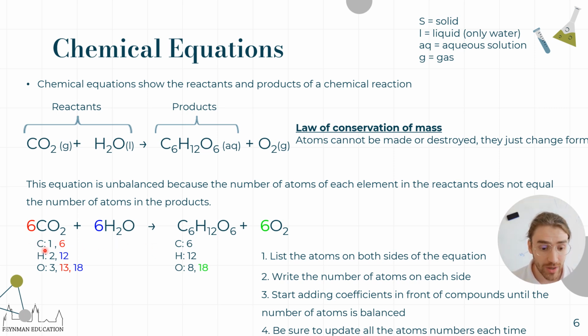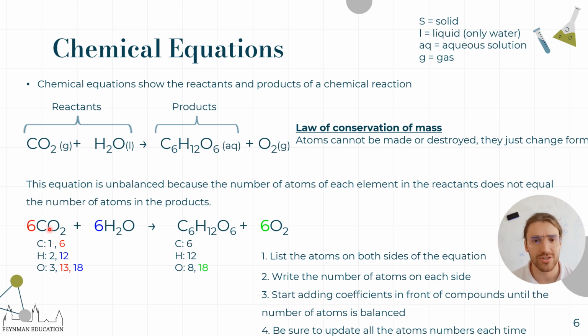So initially we have 1 carbon in our reactants and we have 6 in our products. So we're going to add a 6 here. Now we have 6 carbons. But once you add your coefficient, you must update it with what it has changed. Okay, so by adding a 6 here, we've changed the number of oxygens.